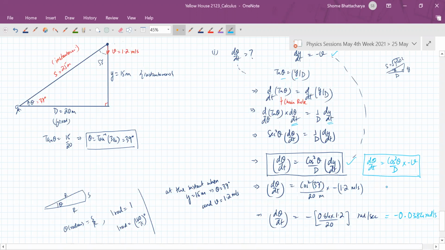Again, I'm using the value of cos 37. Cos 37 is 4 by 5 or 0.8. That's how I substituted cos square 37 as 0.64.